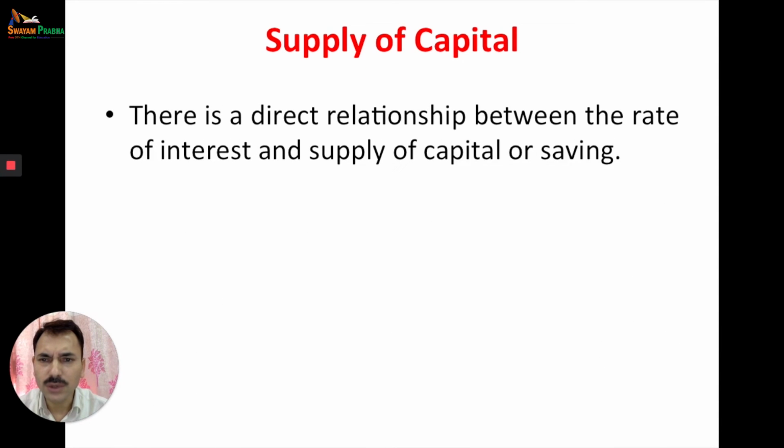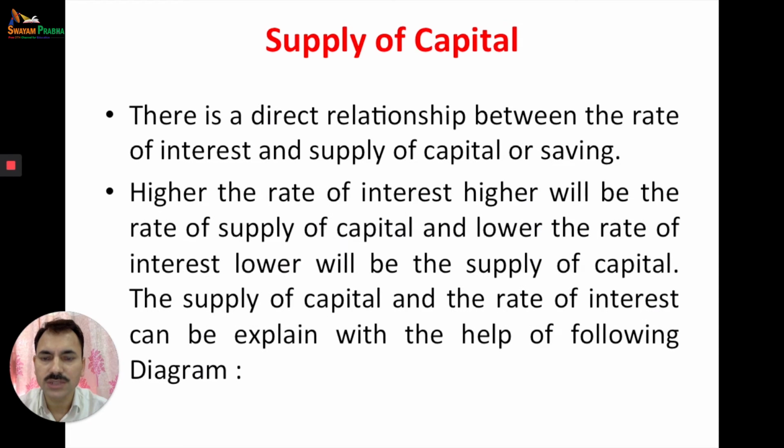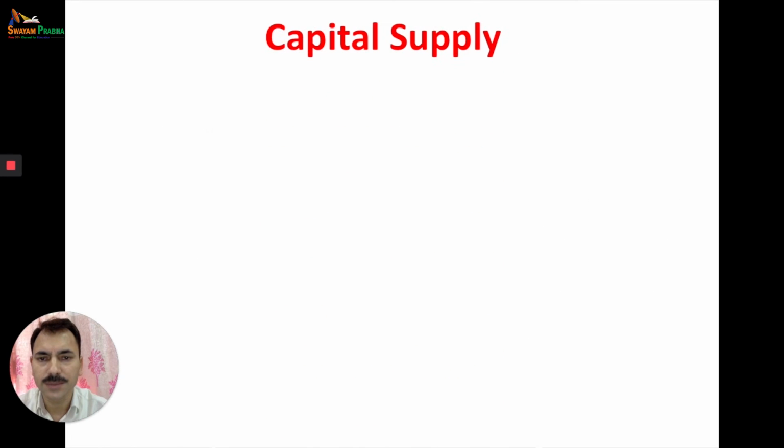Now, regarding saving of capital, you know that there is a direct relationship between the rate of interest and the supply of capital or saving. The higher the rate of interest, the higher the supply of capital, and the lower the rate of interest, the lower the supply of capital. The supply of capital and the rate of interest can be explained with the following diagram.